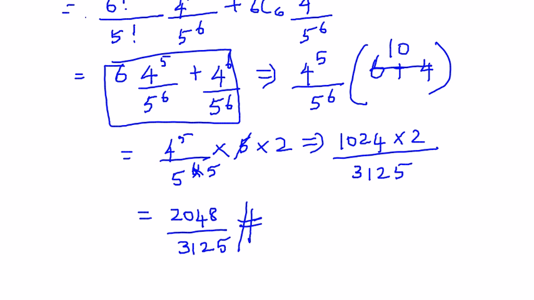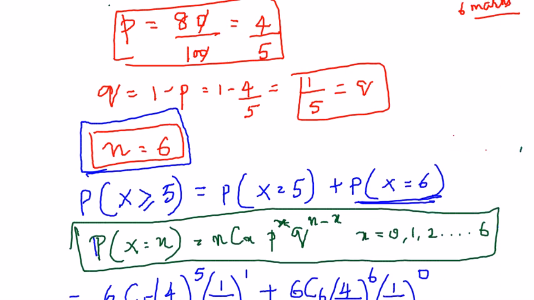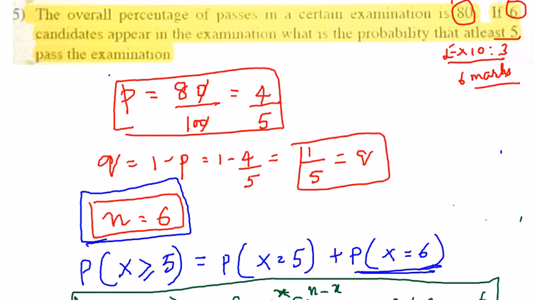So it's a very, very simple sum for 6 marks. The only thing that you must remember is to take the probability of success P as 80 by 100 because it is given in percentage here. So that is the only thing that you need to remember.